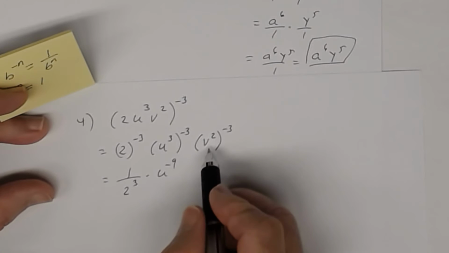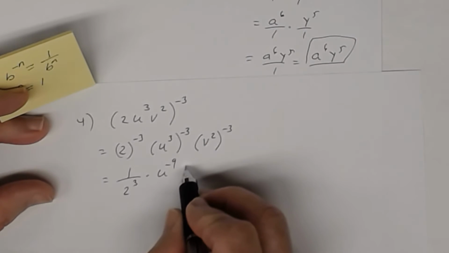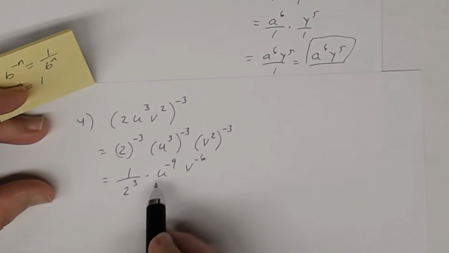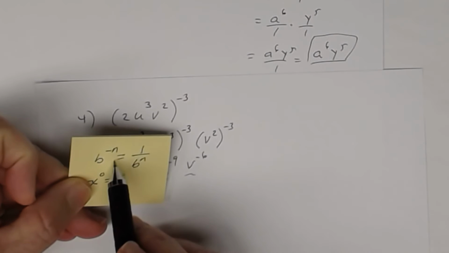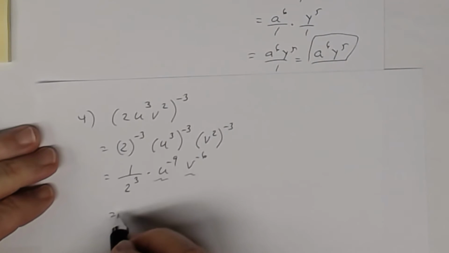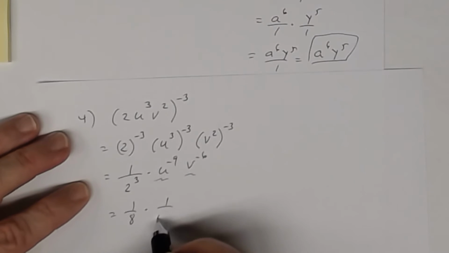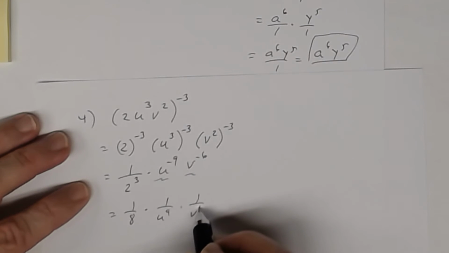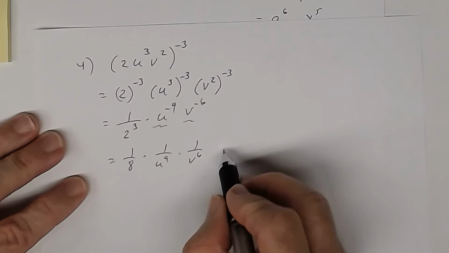And then v squared raised to the negative 3rd power, 2 times negative 3 is negative 6. So let's go ahead and make these positive. To do that, I'm using this definition. So I get 1 over 2 cubed, which is 8, right? Times 1 divided by u to the 9th times 1 divided by v to the 6th. Okay? And so now let's write this as one fraction.